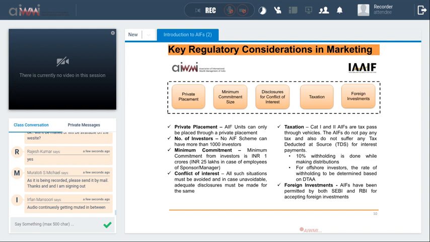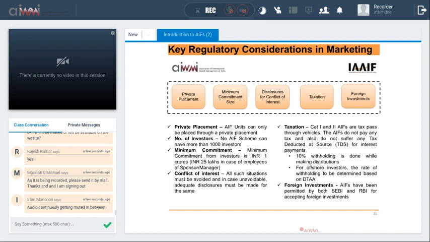Over the years, what we have seen is the tax department has worked towards making AIF taxation more simple. And in fact, at least for category 1 and category 2 AIFs, they are fairly simple now. Category 1 and category 2 AIFs are tax exempt vehicles, which means that the fund themselves do not have to pay any tax, like, for example, a mutual fund.